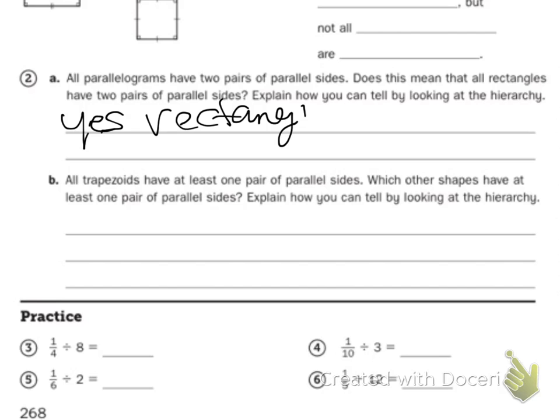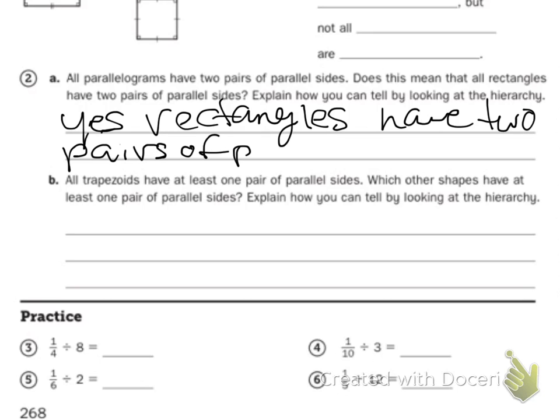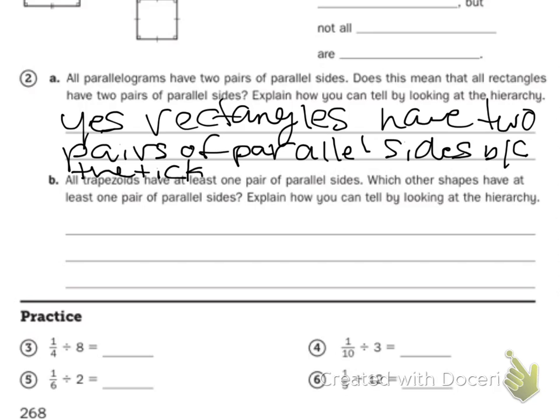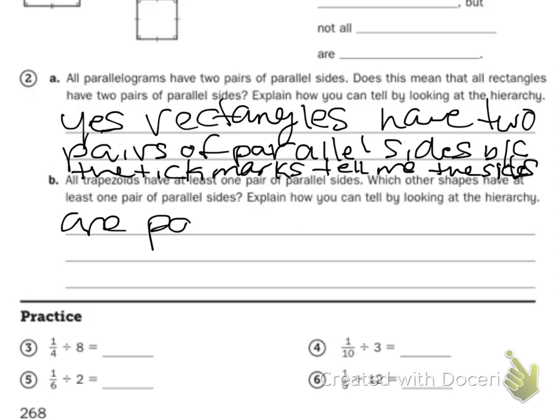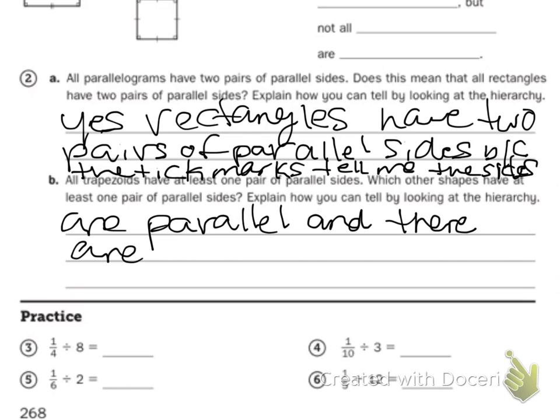Rectangles have two pairs of parallel sides because, I'm going to shorthand it, the tick marks tell me the sides are parallel, and there are two sets: vertical and horizontal.